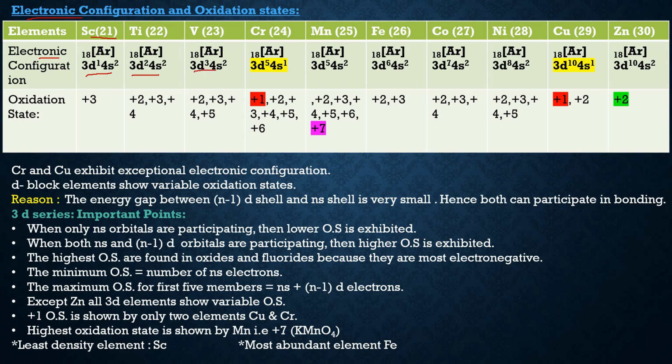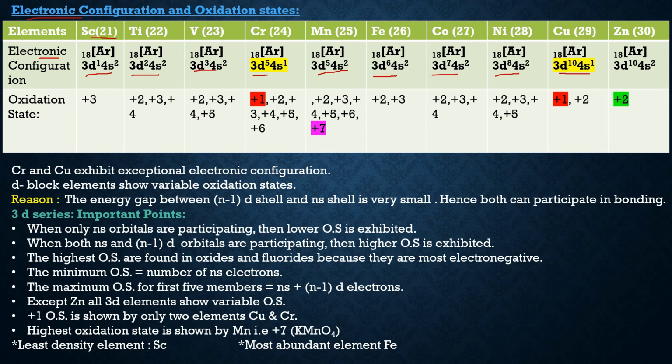Now, chromium has an exceptional configuration. I highlighted it yellow because of the extra stability of the half filled d5 configuration. So its configuration is 3d5 4s1 instead of 3d4 4s2. Next, manganese has configuration argon 3d5 4s2, iron has 3d6 4s2, cobalt has 3d7 4s2, nickel 3d8 4s2. Now copper again has an exceptional electronic configuration because of the fully filled d10 configuration, which is more stable. So its configuration is 3d10 4s1 instead of 3d9 4s2. And zinc has configuration 3d10 4s2.